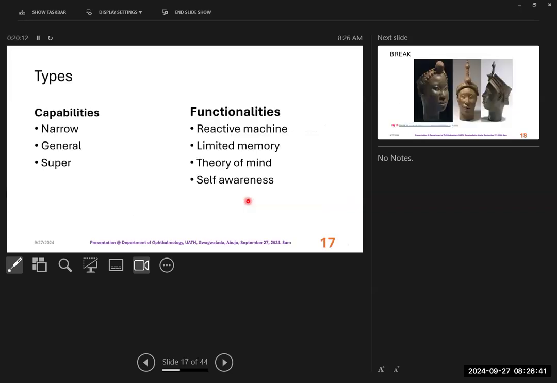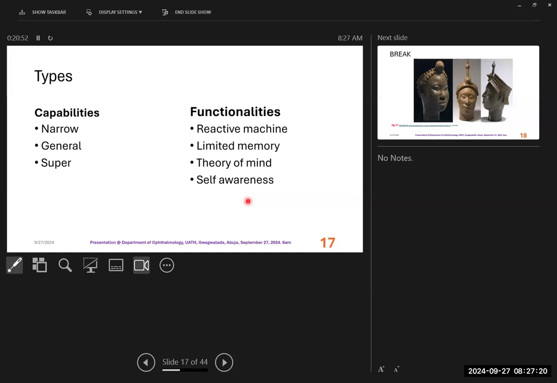Then types. From here, you will know why tech giants like Elon Musk and some others, in March 2023, were concerned and were making noise. We can classify AI based on capability or the way they function. Narrow AI: virtually all AI on the surface today is still narrow. They are narrow.